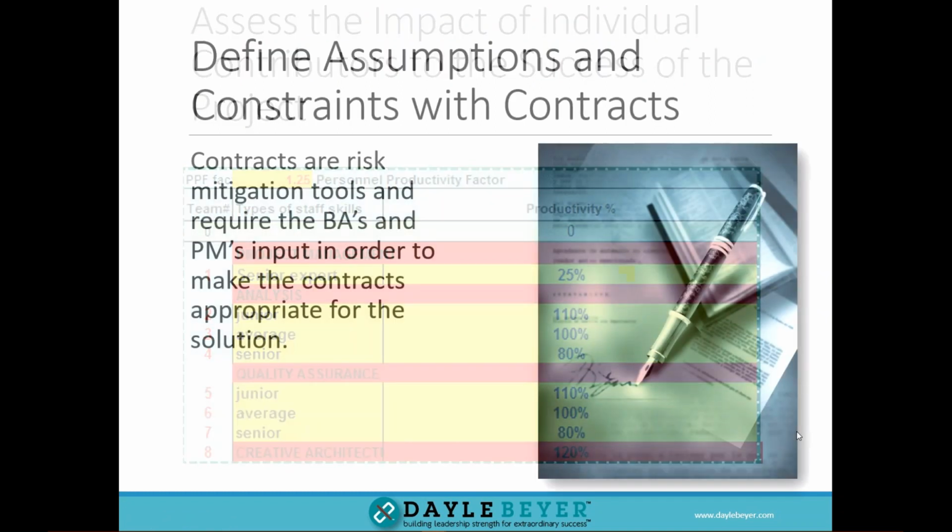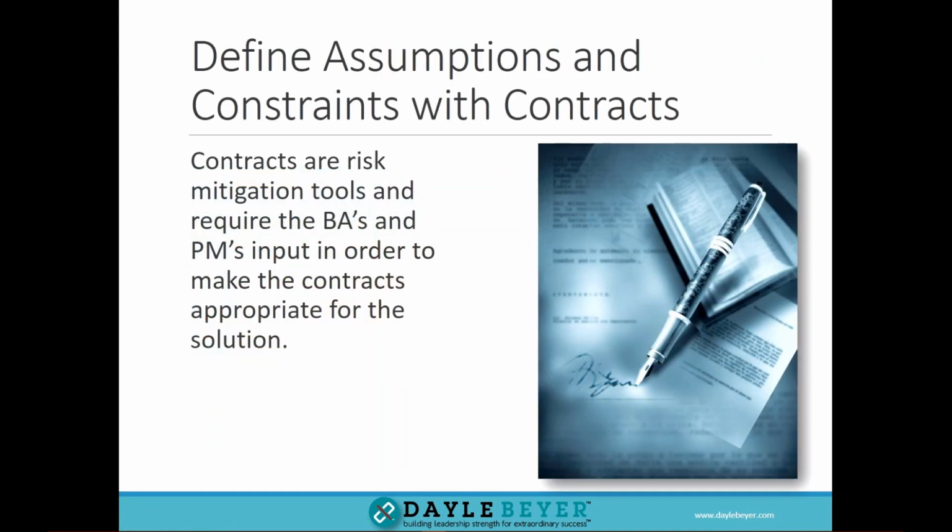Another component of this is defining assumptions and constraints. 90% of the assumptions we make are wrong. We assume something to be true and it's not. And we never asked about it. We just assumed it was true. I had one business analyst who said to me, I'm allowed to see contracts for this project? I said, has anybody ever told you you can't? She goes, no. But I just assumed I couldn't.